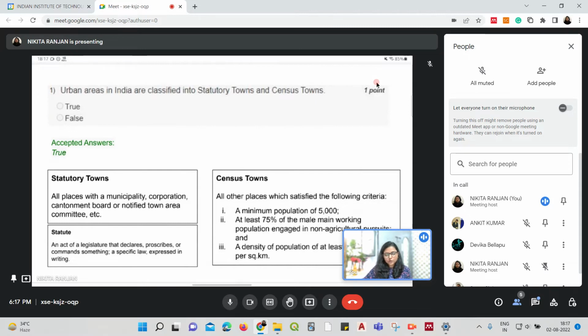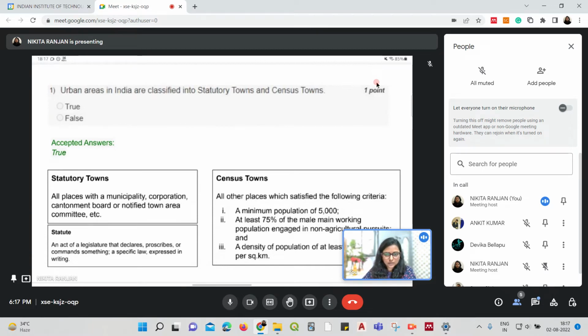So what is a statutory body? A body, an urban local body, which has been established as the governance body in that place by some statute. So what is a statute? A statute is an act of legislature that declares, prescribes, or commands something, a specific law, expressed in writing. So all of these towns would already have a statute which declares them to be a town, and they would have an urban local governing body which takes care of the governance of that town. So those towns are known as statutory towns.